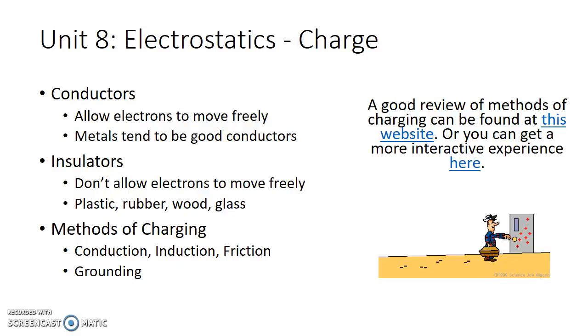So if you need a good review of these methods of charging, you can find this at the website below, or to the right, or you can get more interactive experience by clicking the link here.